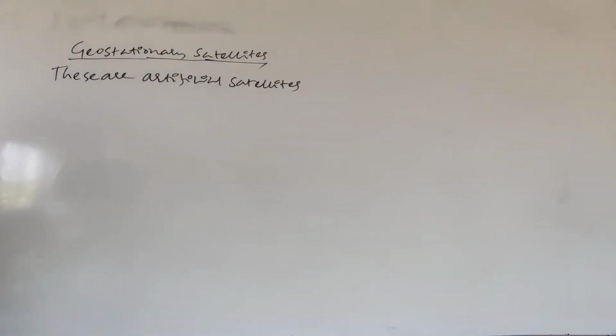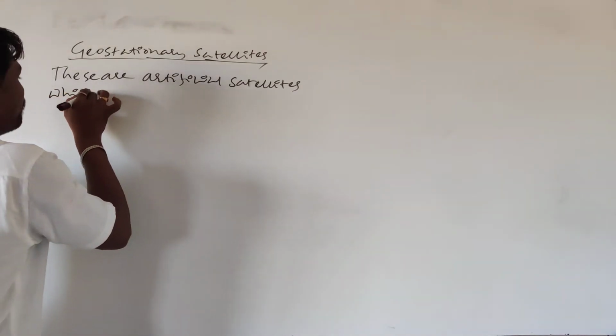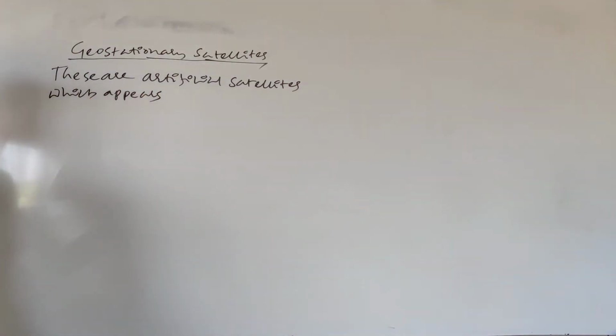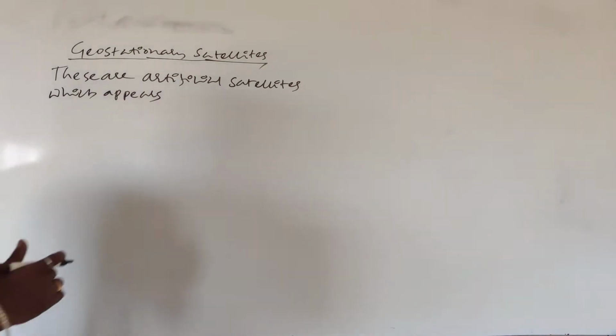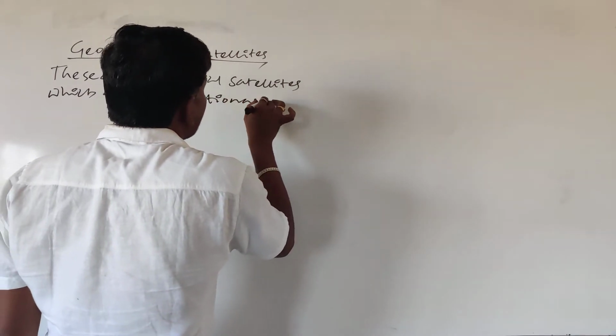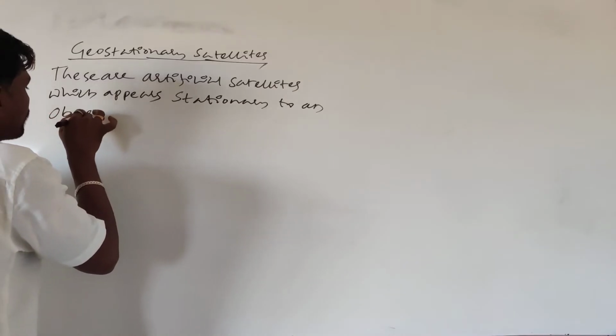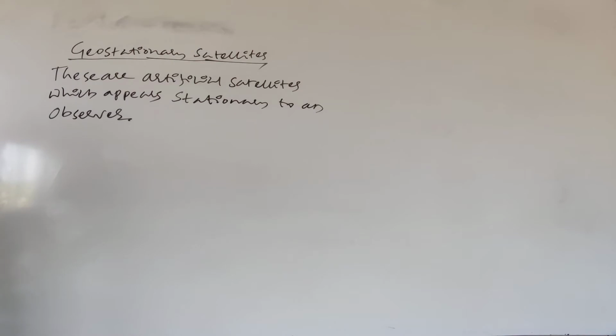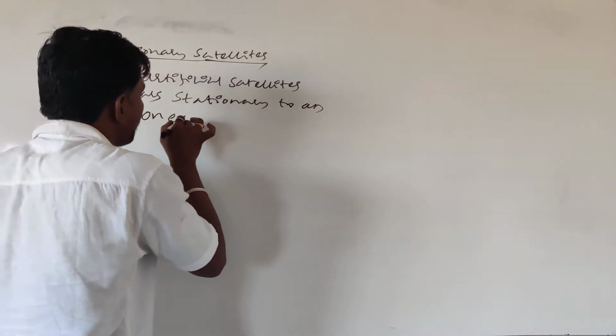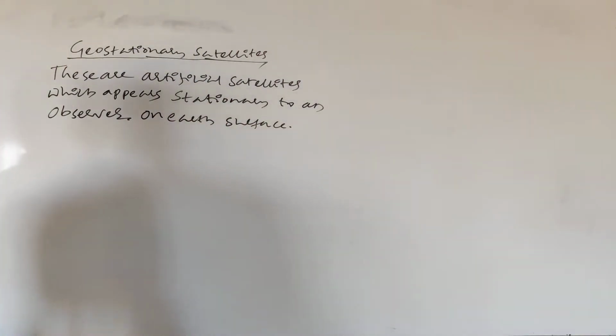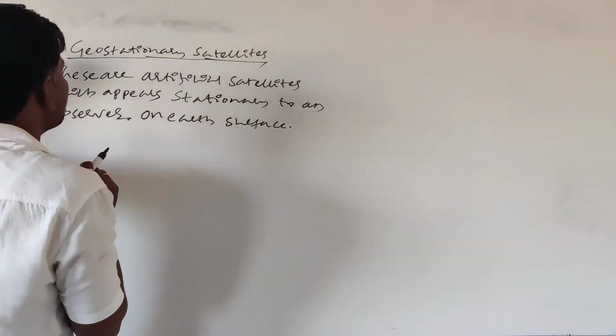Geostationary satellites. These are artificial satellites which appear stationary to an observer on Earth's surface.